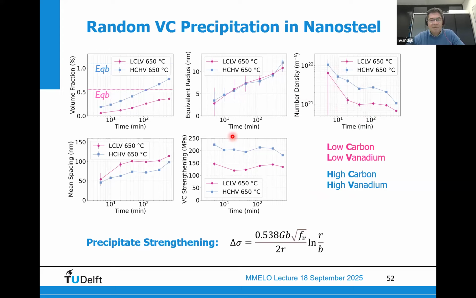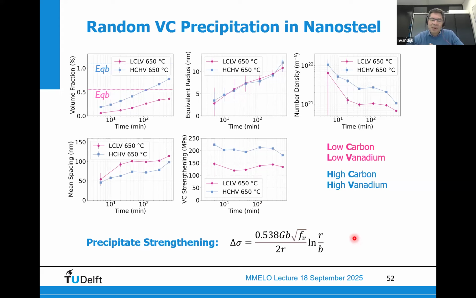Now from this, we can recalculate what the expected strengthening is. So here we have one of the models for the precipitation strengthening. So we have the shear modulus and the Burgers factor, but what we have access to is the phase fraction and the radius, and we can plug that in. We get these sort of pictures, so that we have roughly a plateau, and when we get into the coarsening regime, it's starting to go down.